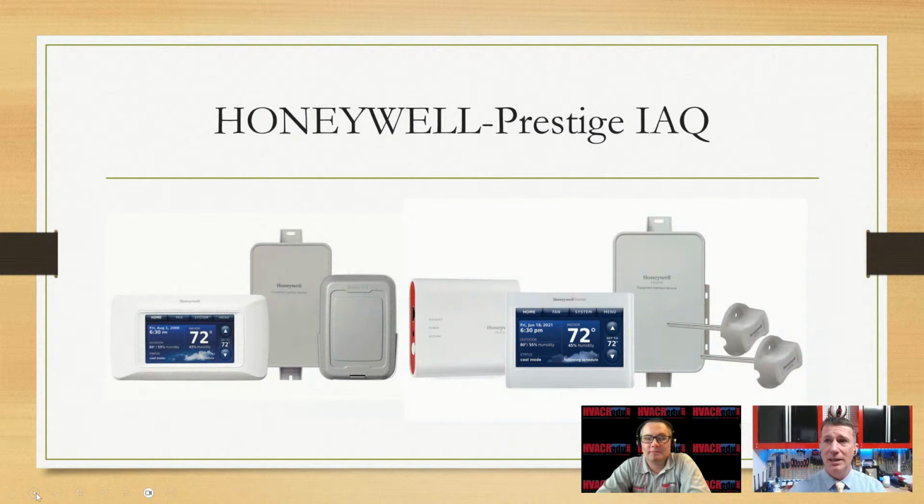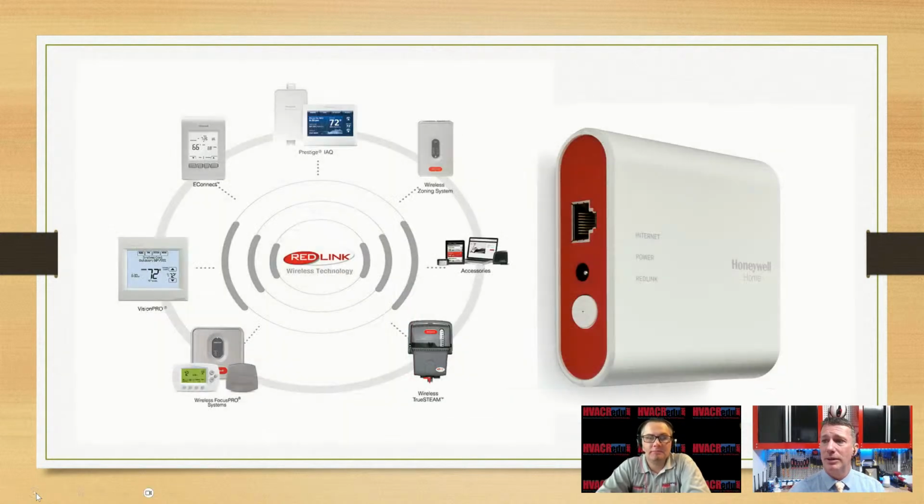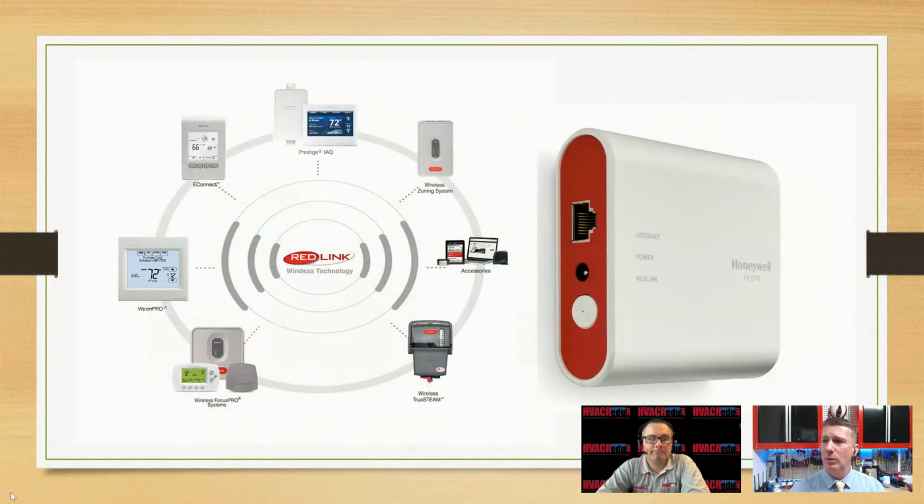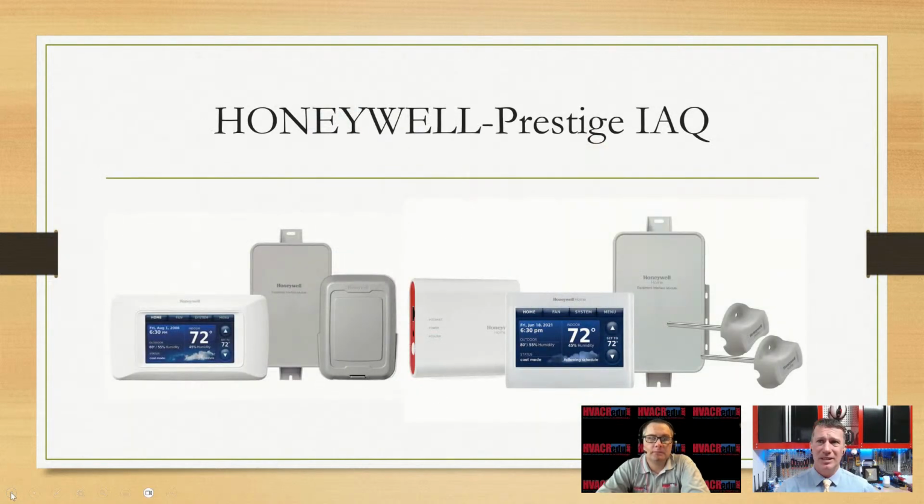There are other communicating systems, and I just want to kind of clarify those. We still got a few minutes left. I want to talk about those. I don't know if I got a diagram for that. I should have double checked that. Honeywell's Red Link. So when we're talking about our Red Link stuff, the Prestige IAQ system, which is using Red Link, we're actually using a wireless communication, some form of Bluetooth, Zigbee, Z-Wave, whatever kind of frequency.